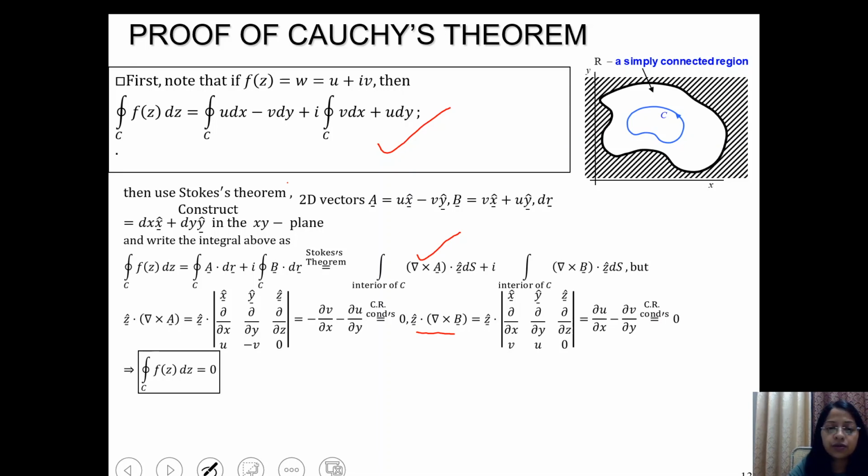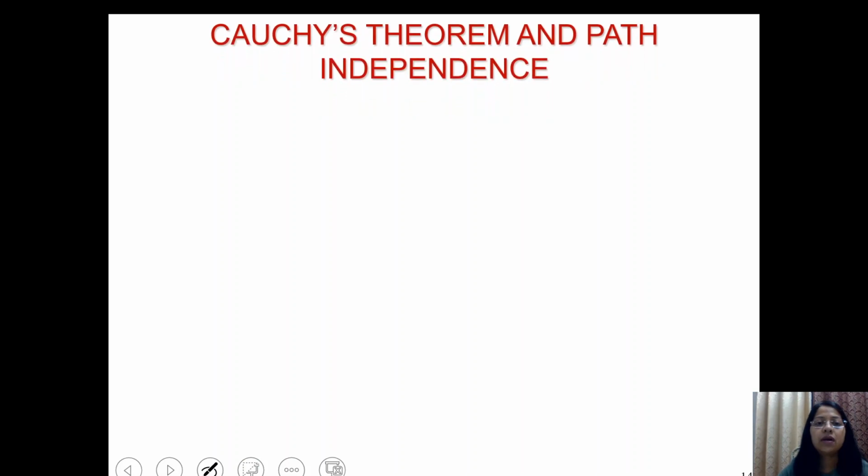So using Stokes theorem and applying the CR conditions, we can say that this closed integral over c of f z dz becomes 0, because we already know that the CR equations are ux equal to vy and vx equal to minus uy. So this will get cancelled and we get 0 here. With respect to A and with respect to B, both give us 0 on applying these CR conditions. In this way we can derive Cauchy's theorem using Stokes theorem, which we completed in the first semester.